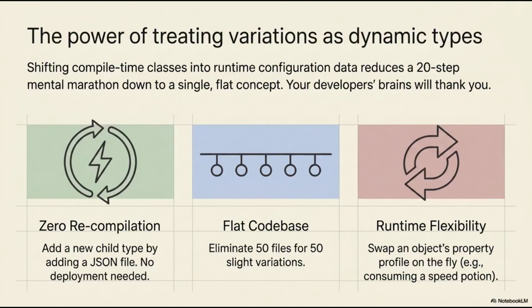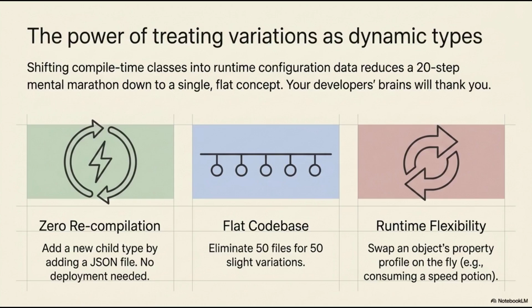First, we achieve zero recompilation. This means adding a new child type becomes as simple as dropping an adjacent file, with absolutely no deployment needed. Secondly, it leads to a significantly flat codebase. Imagine eliminating 50 individual files that once managed 50 slightly different variations of a single concept. This approach streamlines your project structure immensely.